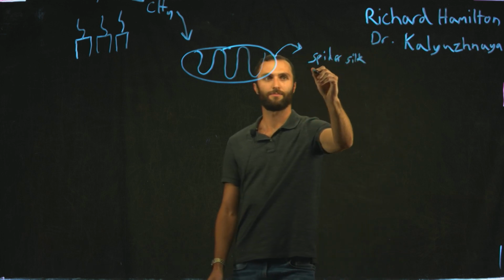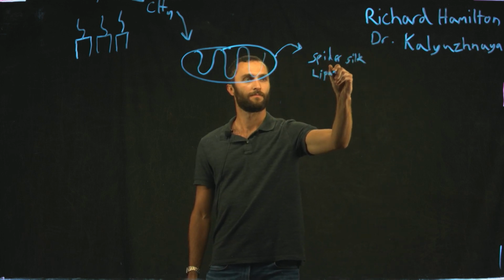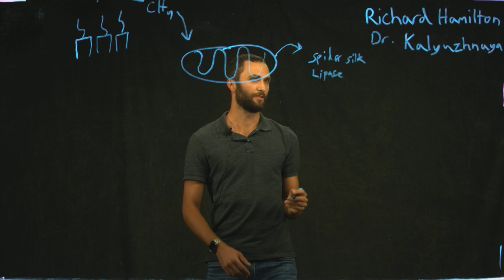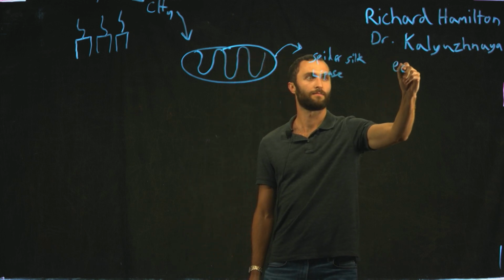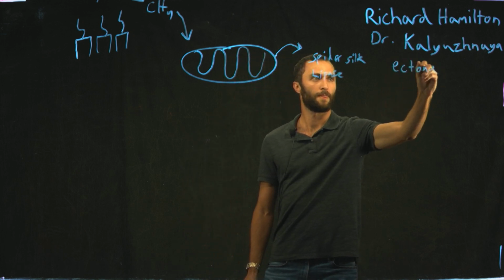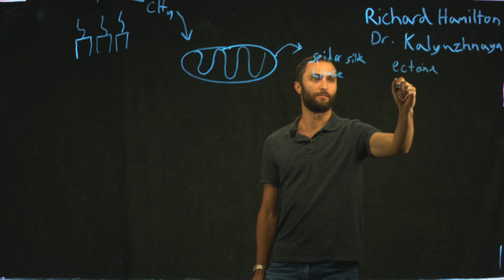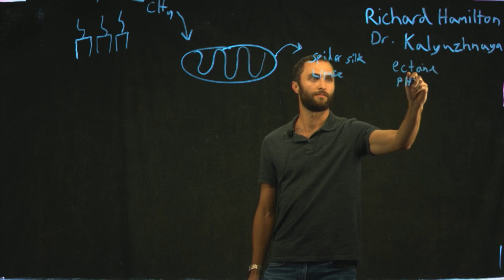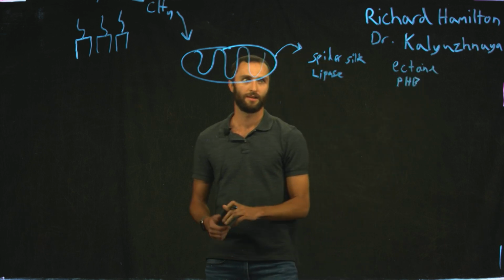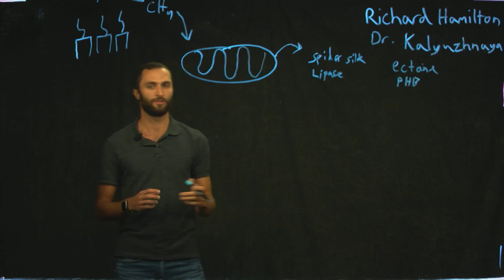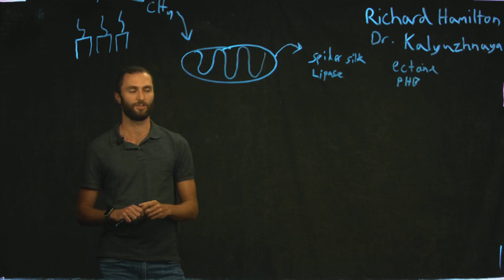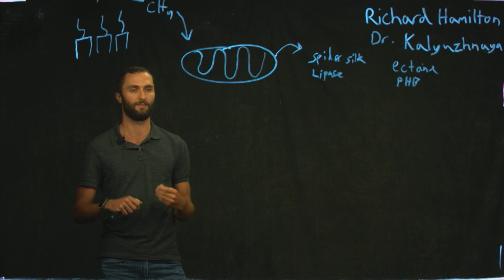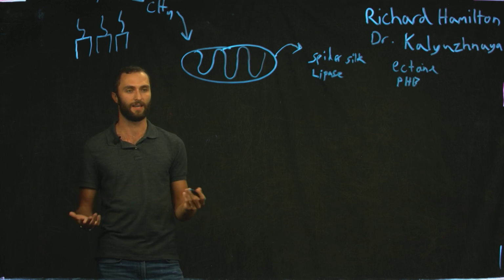or lipase, or also other metabolites such as ectoin or PHB, which can be used to produce plastics. What we want to do is produce a system that produces these proteins or metabolites in an efficient manner with high yield.